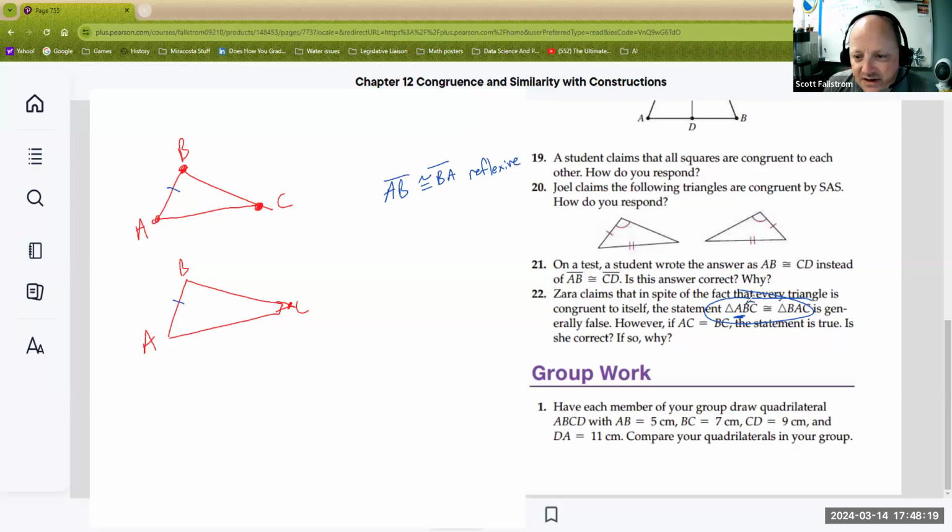Next up, BC has to be the same as AC. Let me change color just so we can really see that. BC is right here, and that one would have to be the same as AC. Definitely not in this picture. You can see that AC is the longest side in the triangle, so that's definitely not the case. And the last piece, if they were congruent, then we'd have to have that BC is congruent to AC.